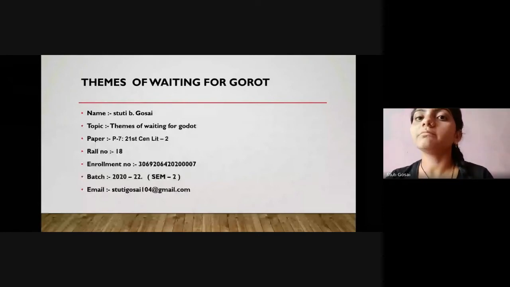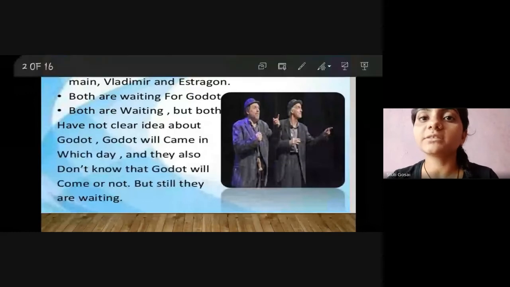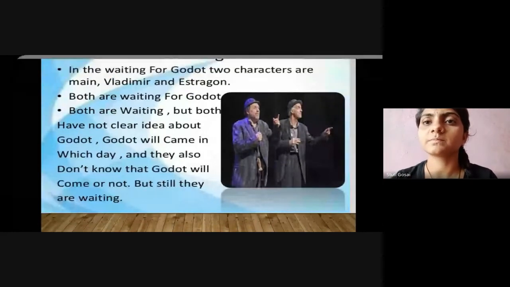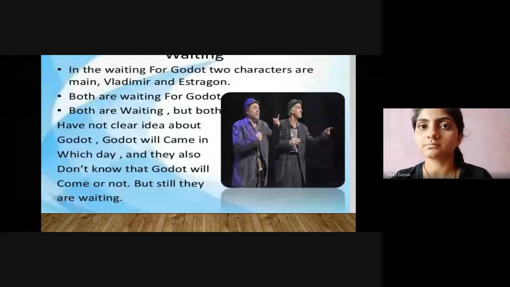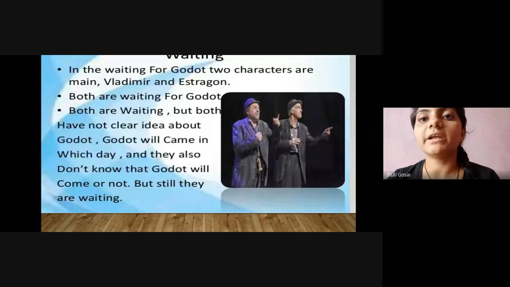Good afternoon, everyone. Today my topic is the themes of Waiting for Godot. In Waiting for Godot, two characters are main, Vladimir and Estragon. Both are waiting for Godot. Both are waiting, but both have no clear idea about Godot. They don't know which day Godot will come, and they also don't know whether Godot will come or not. But still, they are waiting. Next.